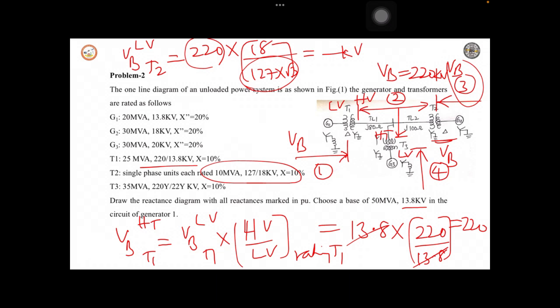Similarly, you can find the base voltage on the fourth part. Likewise, you can complete the problem by knowing the base voltages in different parts, using the same formula to find the reactance on a common base. This problem is the same as the first problem I explained at the beginning of the slide. With this I will be ending this video.